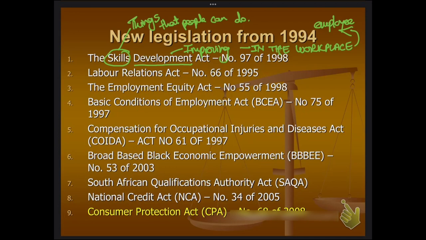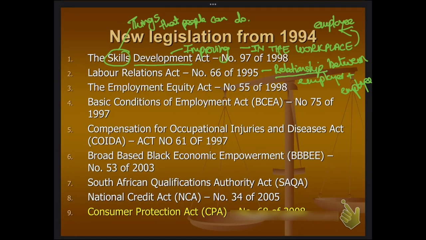If we look at the next one, Labor Relations Act. Now, Labor Relations Act is purely there, and it focuses on the relationship between the employer and the employee. So that means it focuses on how do the people inside the workplace come together? How do they work together? What is the relationship between the employer and the employee? So the person that owns the business and the people that work for them. That act governs that relationship. So how do they get along?